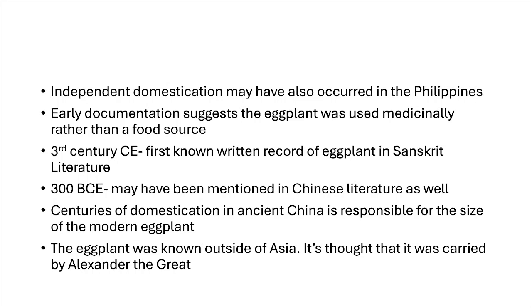Early domestication suggests the eggplant was used medicinally rather than as a food source. In the 3rd century CE, the first known written record of the eggplant was found in Sanskrit literature. In 300 BCE, it may have also been mentioned in Chinese literature. Centuries of domestication in ancient China is responsible for the size of the modern eggplant.